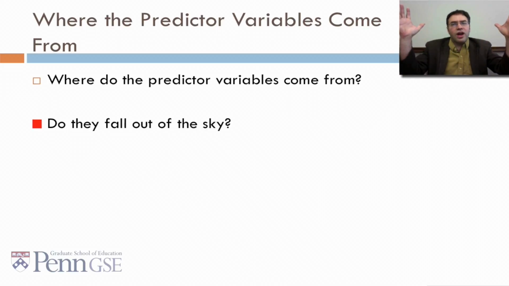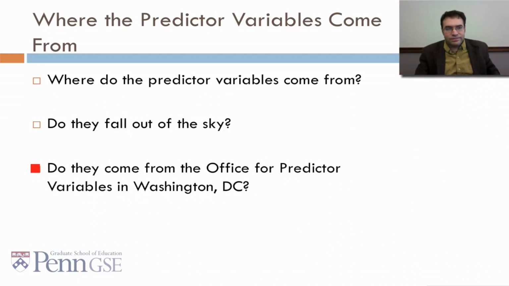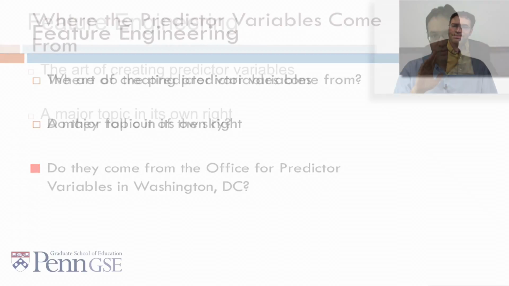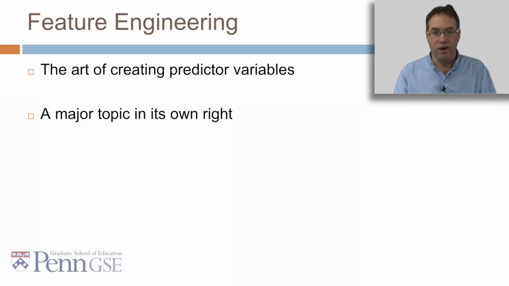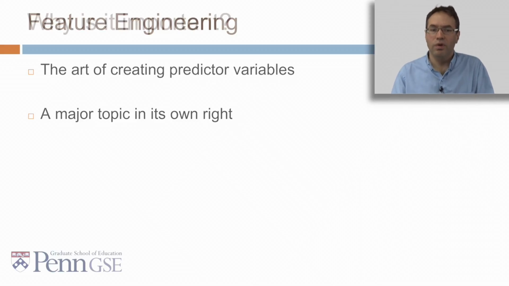Do they fall out of the sky? It's raining data, the data deluge. Do they come from the Office for Predictor Variables in Washington, D.C.? Man, I wish that office existed. So in fact, they come from feature engineering, which is the art of creating predictor variables. This is a major topic in its own right.